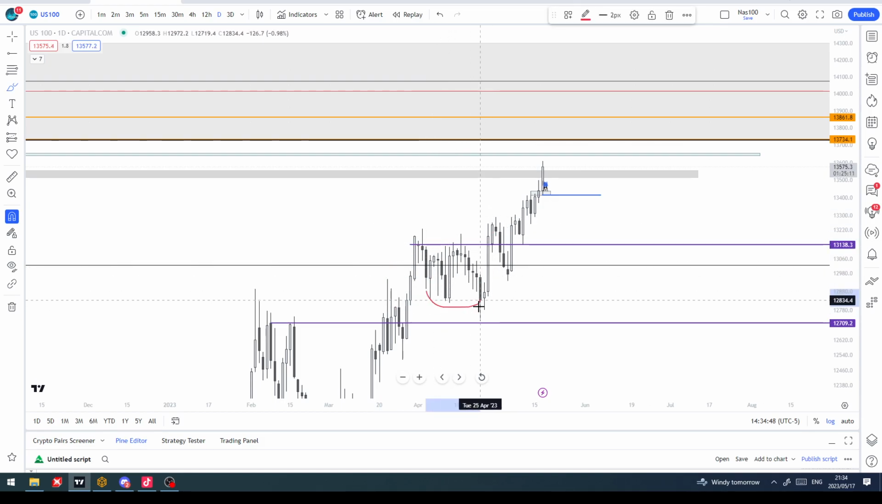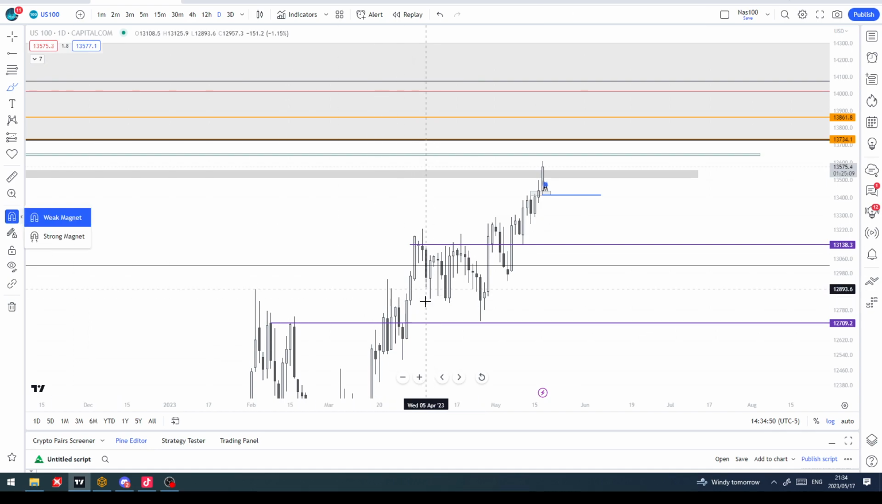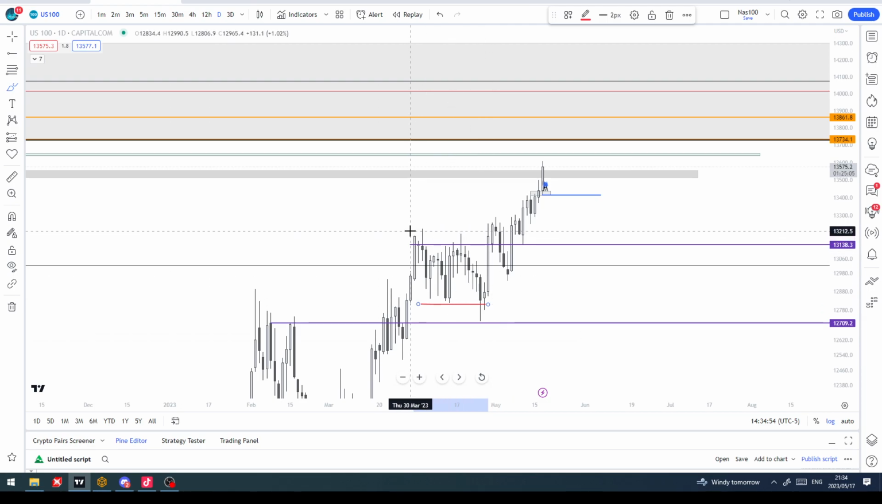created a dealing range because they took sell side first, then they took buy side.